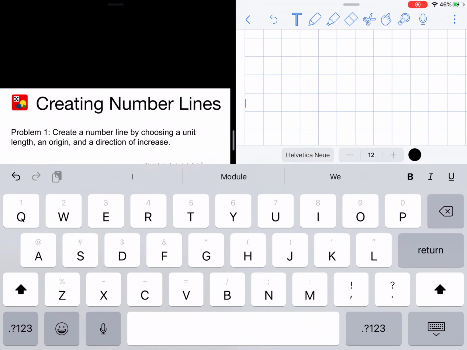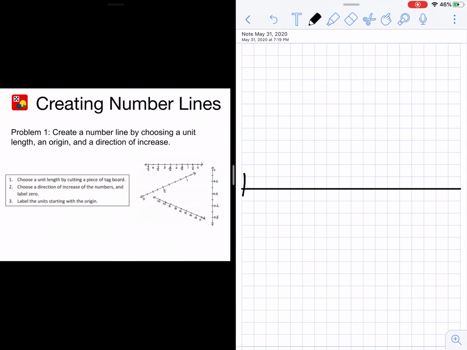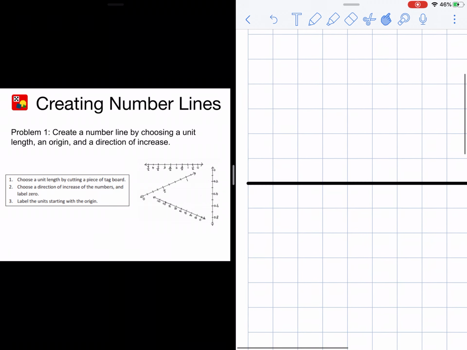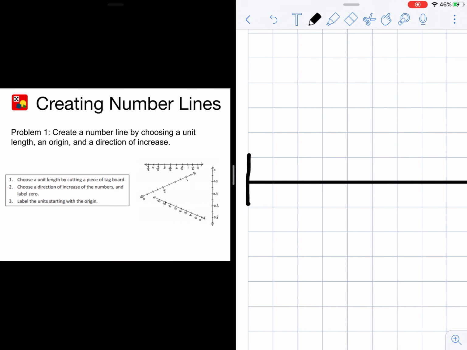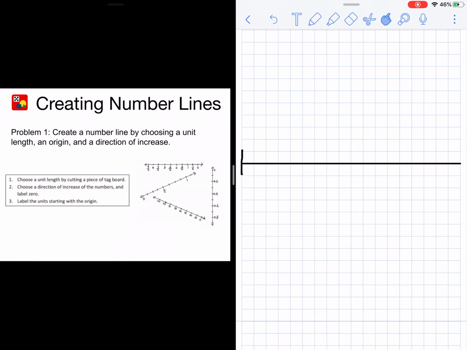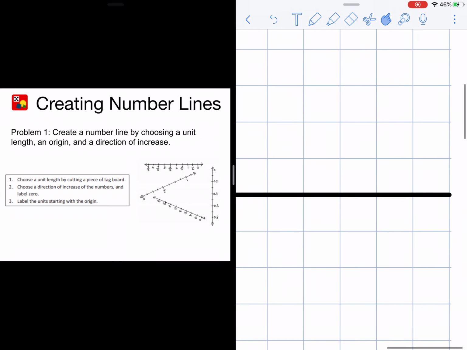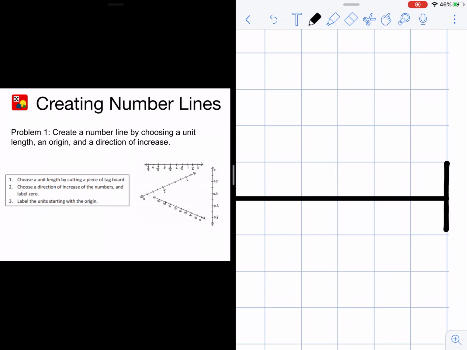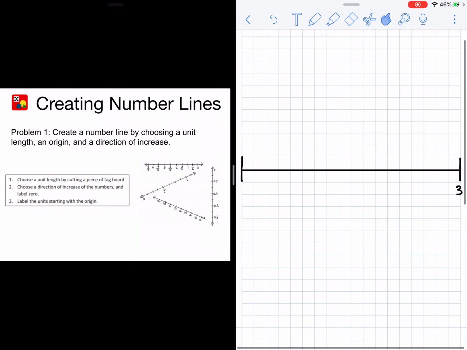Okay, so I think this is 18 now. So 0. You guys are going to go a lot quicker than me. There's 0. And then this one over here is 3. 0. And then every 6. 1, 2, 3, 4, 5, 6. So this is 1 inch, 2 inches, and 3 inches. So we labeled our units starting with our origin. So there's our units, 1 inch, 2 inches, 3 inches.